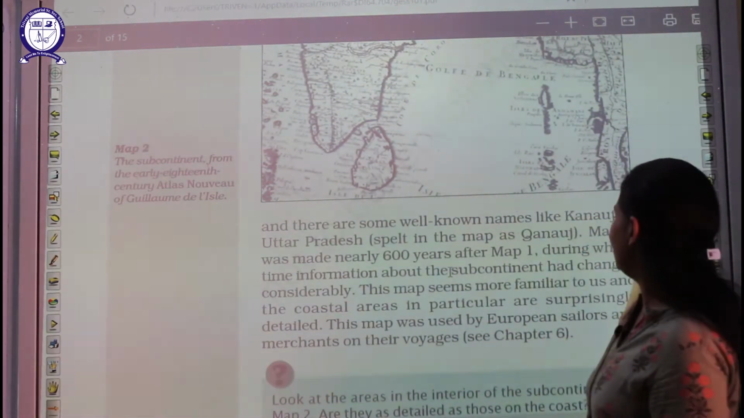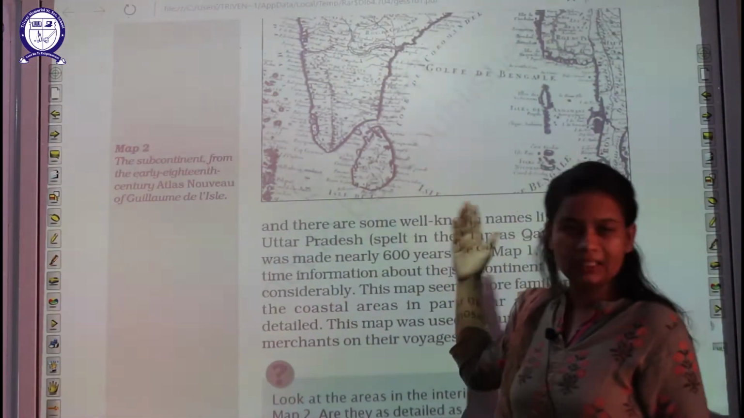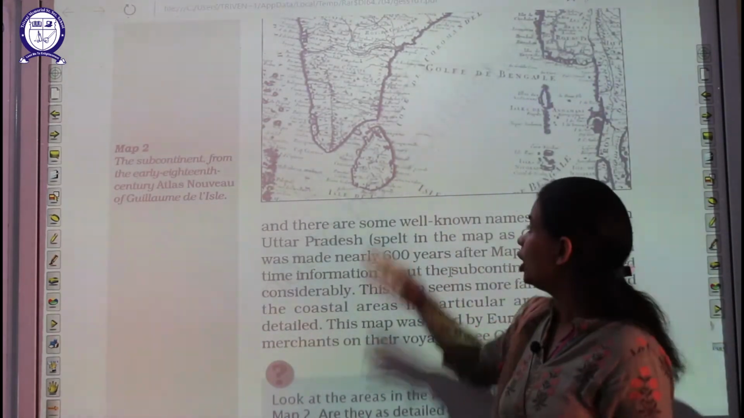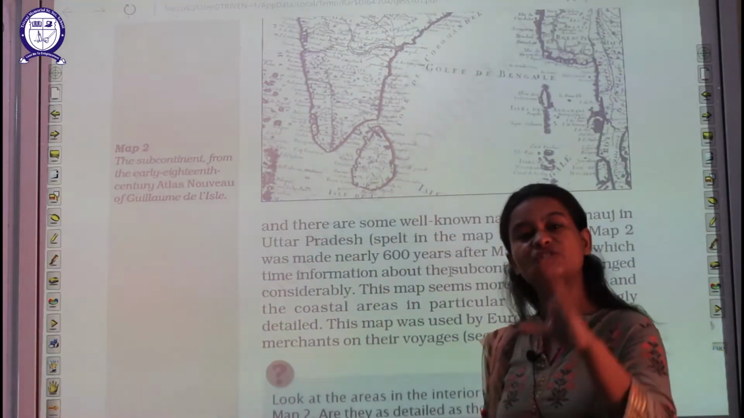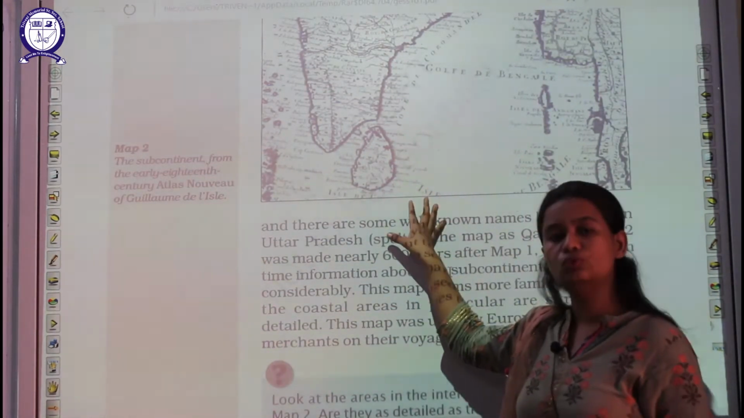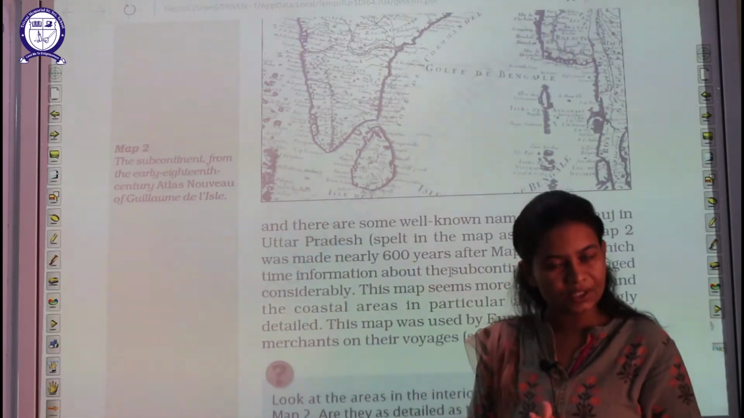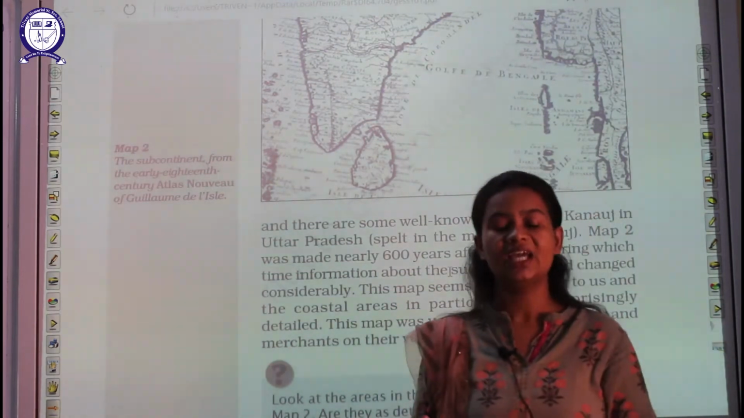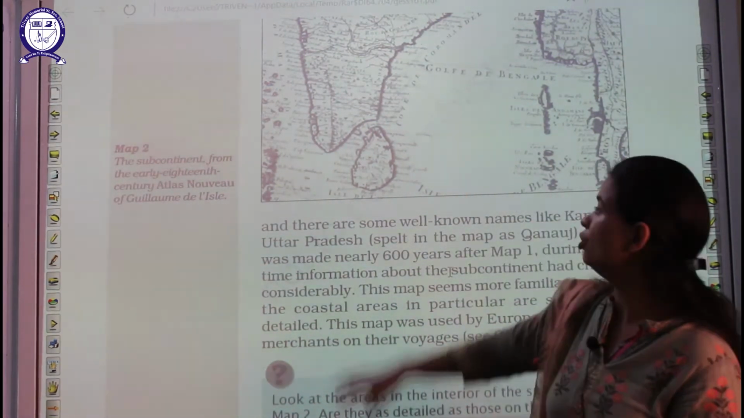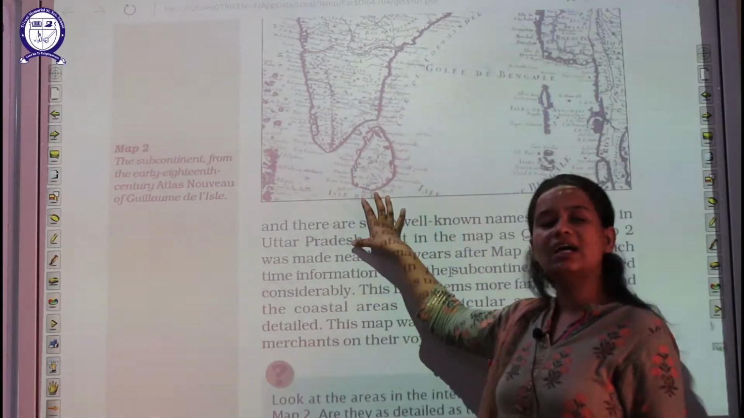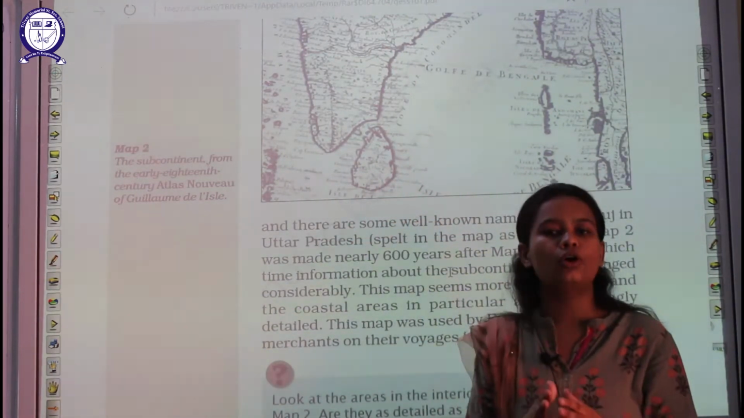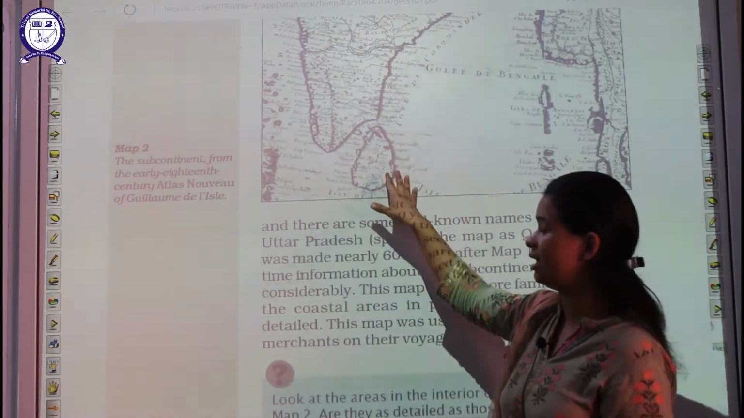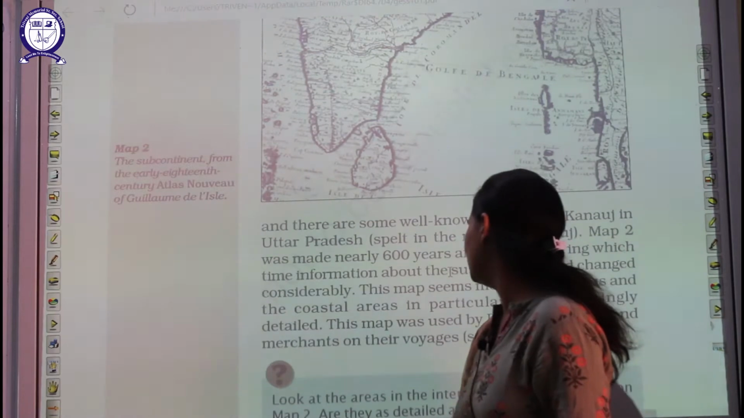Whereas here, different other places are shown on map number 2. As I already told you, Kannauj is shown in this map, and Sri Lanka. This map too is easily comparable with the India map that we observe today. Because in this map also, Sri Lanka is lying in the south of the subcontinent of India, whereas in today's map also Sri Lanka is lying in the south region only.